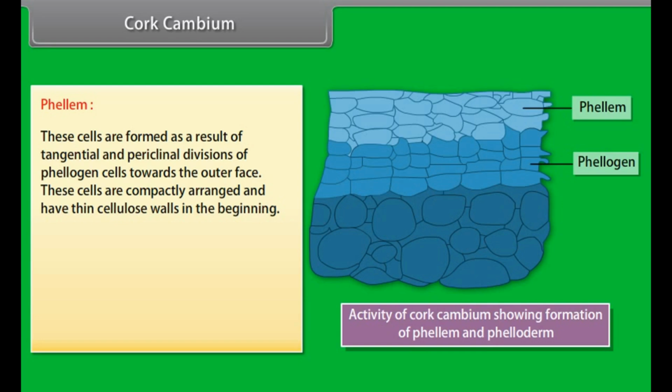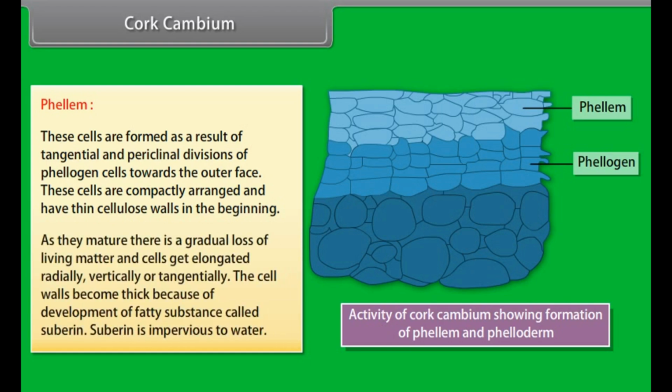These cells are compactly arranged and have thin cellulose walls in the beginning. As they mature, there is a gradual loss of living matter and cells get elongated radially, vertically or tangentially. The cell walls become thick because of development of fatty substance called suberin. Suberin is impervious to water.